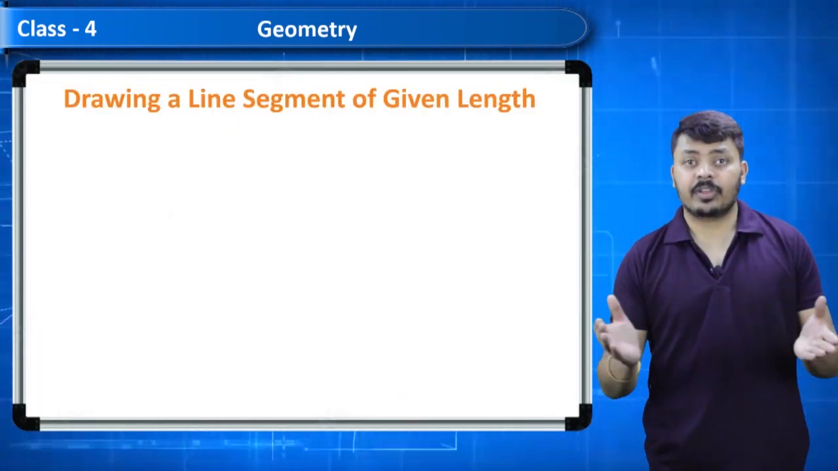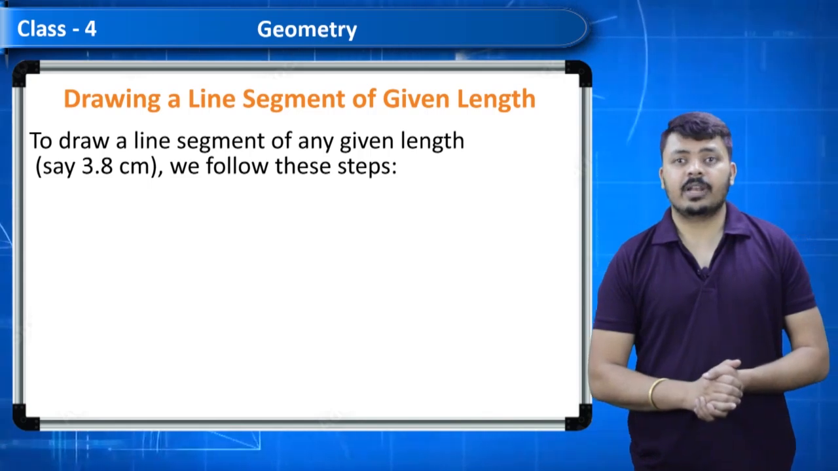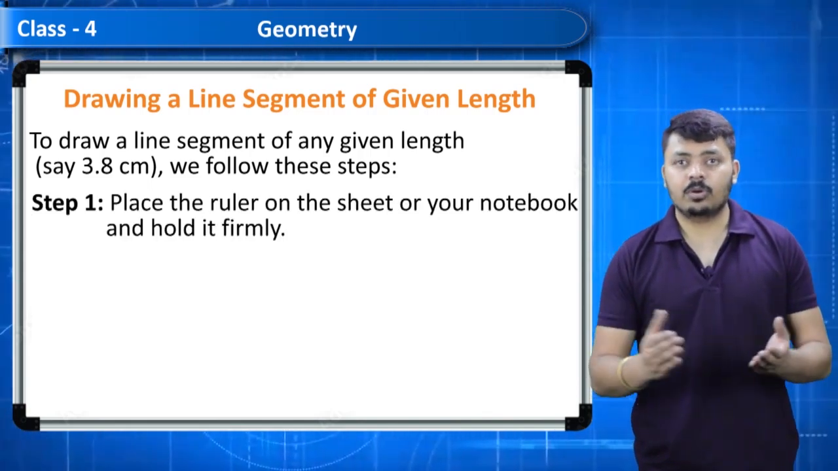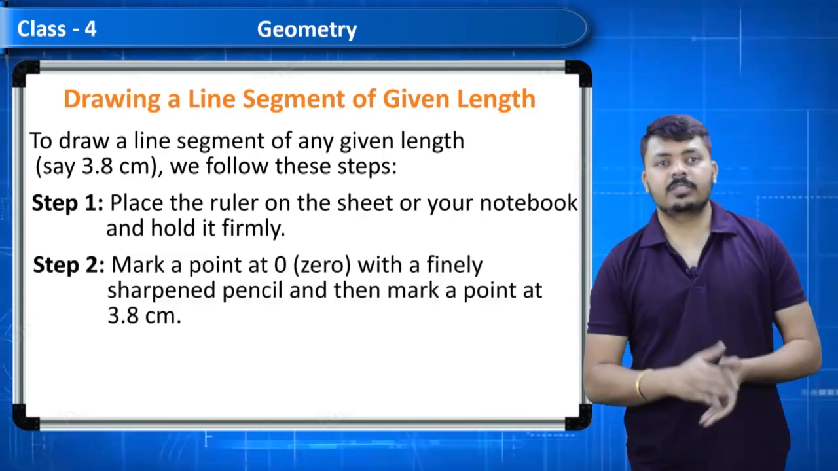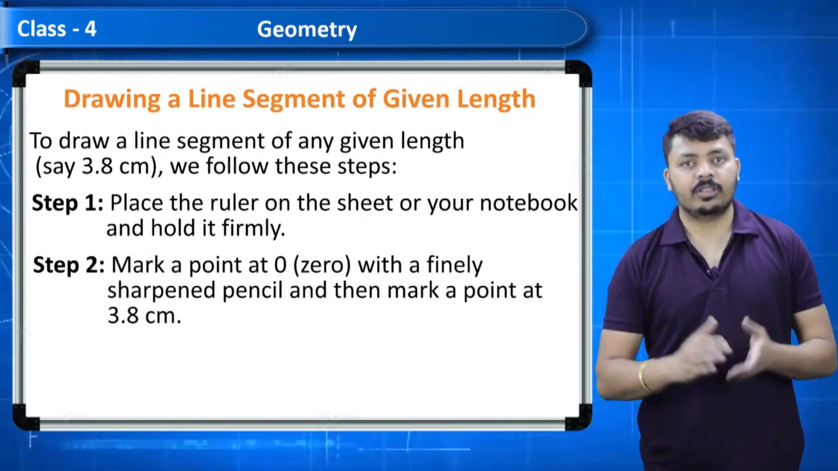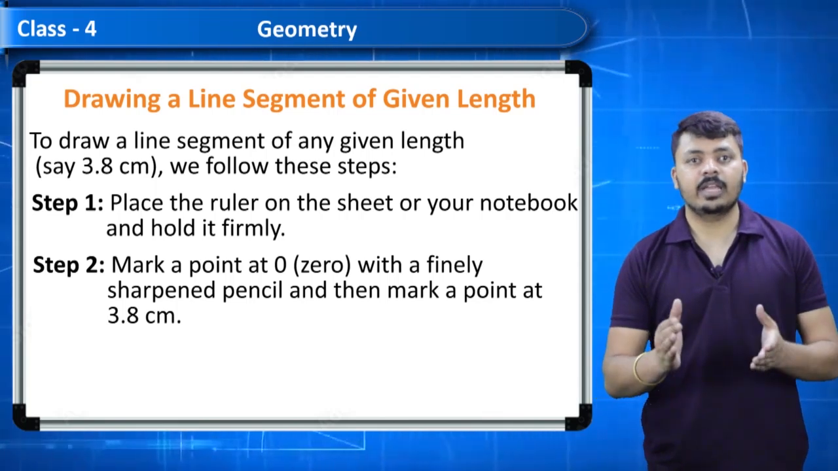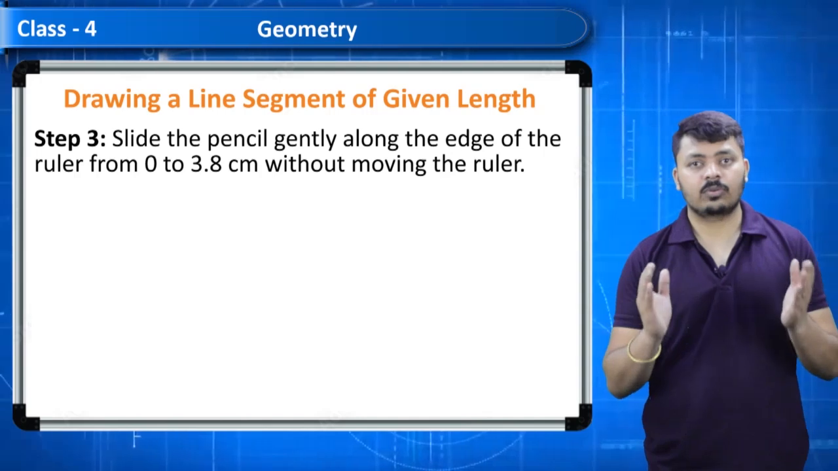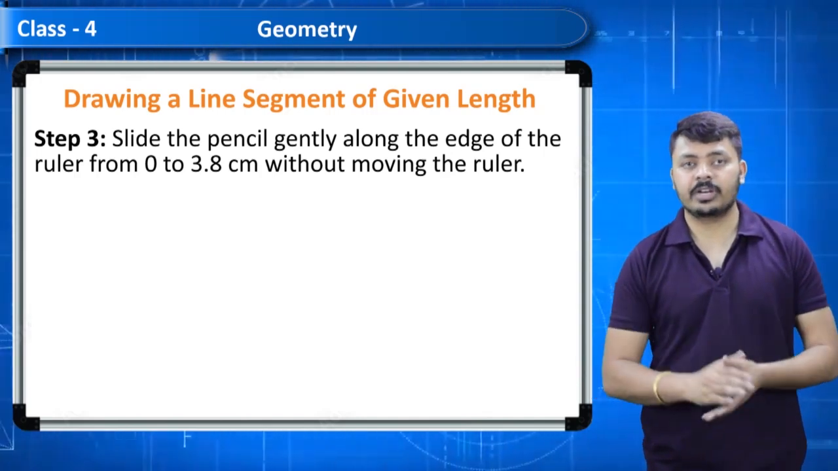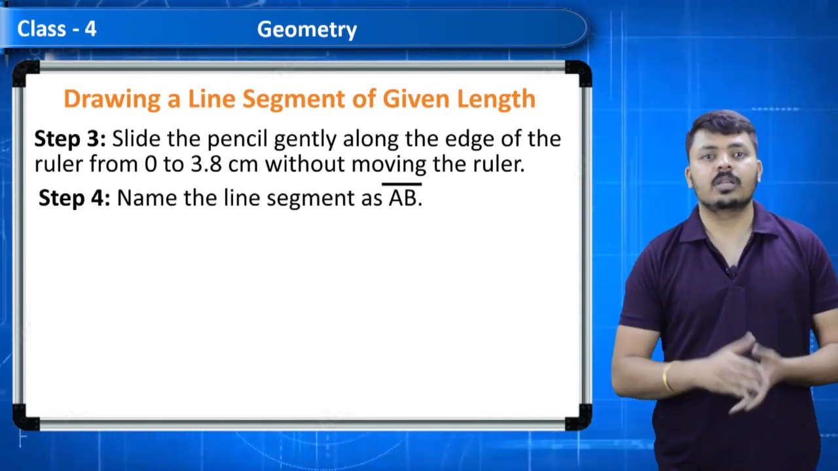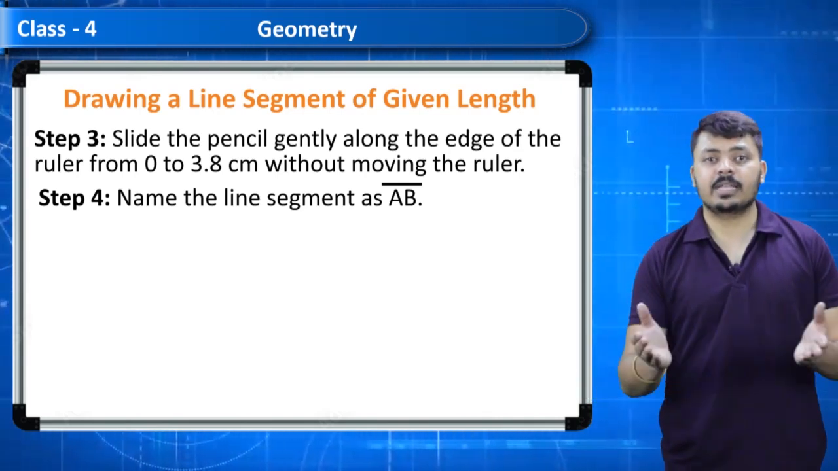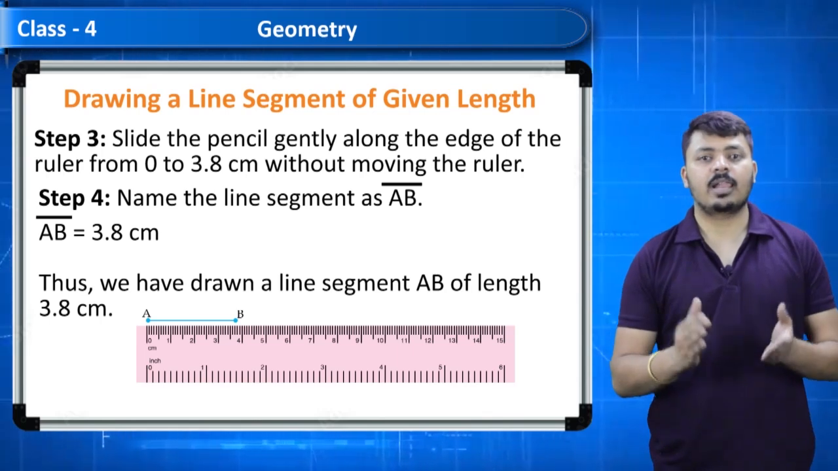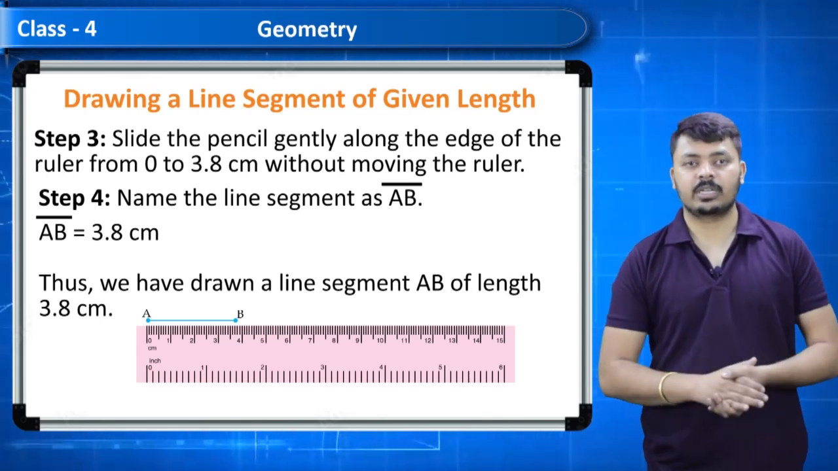Drawing a line segment of given length. To draw a line segment of any given length, we follow these steps. Step 1. Place the ruler on the sheet or your notebook and hold it firmly. Step 2. Mark a point at 0 with a finely sharpened pencil and then mark a point at 3.8 centimeters. Step 3. Slide the pencil gently along the edge of the ruler from 0 to 3.8 cm without moving the ruler. Step 4. Name the line segment as AB. AB is equal to 3.8 cm. Thus, we have drawn a line segment AB of length 3.8 cm.